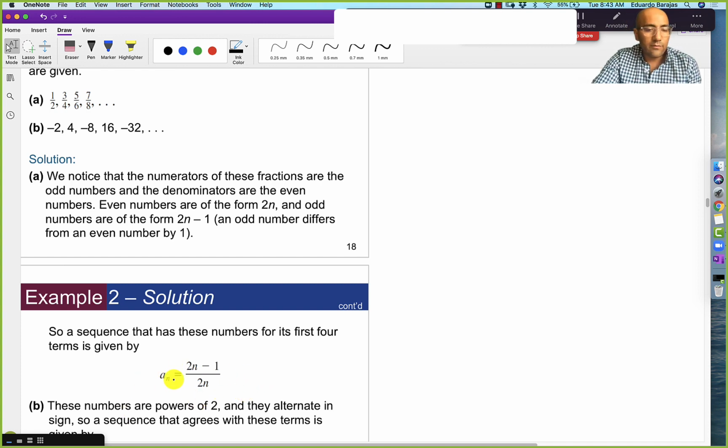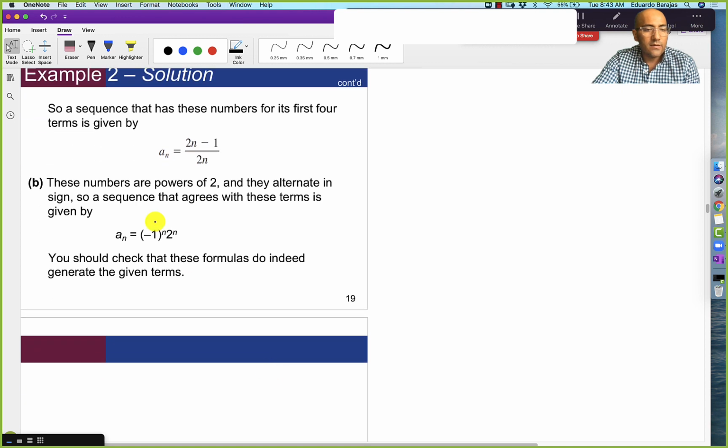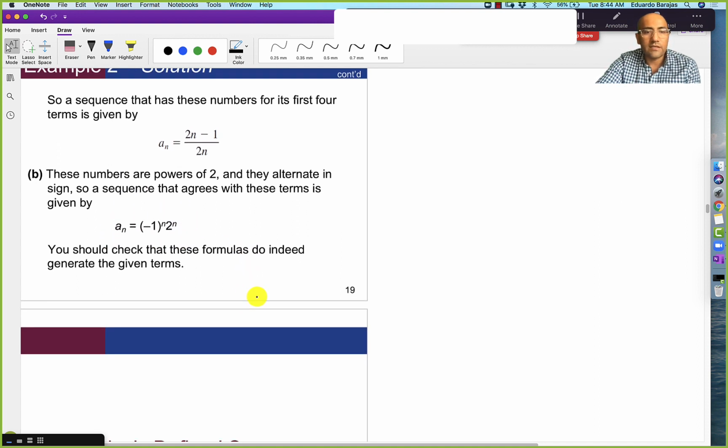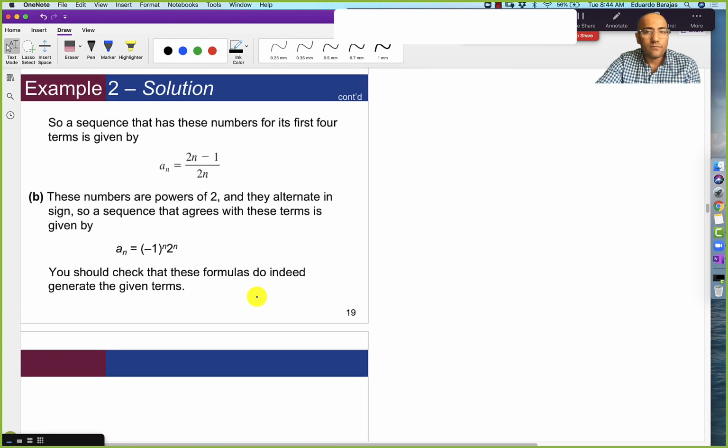Good. So that was a sub n equals 2n minus 1 over 2n. That worked out. And then same thing for the other equation. Noticing that their powers are 2 and that they're alternating signs gives us this, and then we guess and check it and confirm that that is the formula for it. Any questions? Any questions so far?